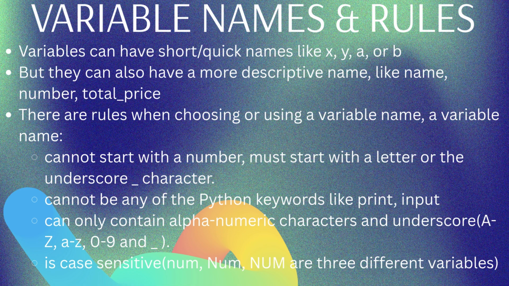And note that, like we said before, a variable name is case sensitive. A small letter n, u, m, num, is different to a capital letter N and a small u and m. And that is also different to a capital letter NUM. Those are three different variables.